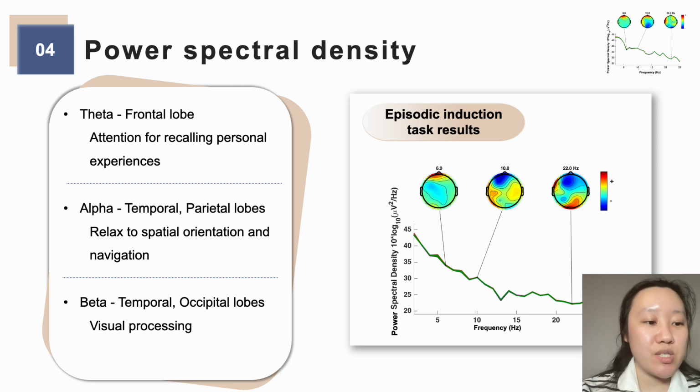As for the beta wave result, it's still a little bit different from the semantic memory result. In the episodic memory process, when the beta wave is active, the temporal and occipital lobes will be active. The occipital lobe is especially related to visual processing, and this means during the episodic memory process, some visual processing cognition functions will work. This is something that semantic memory will not have.